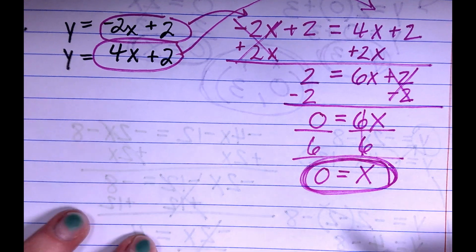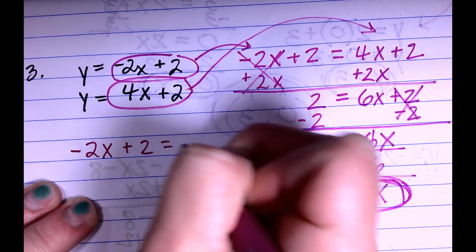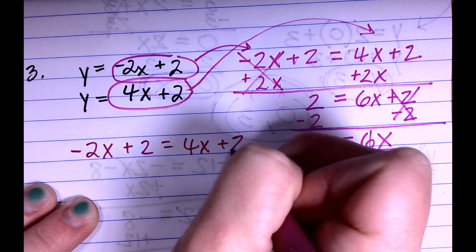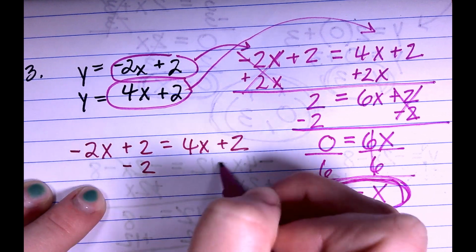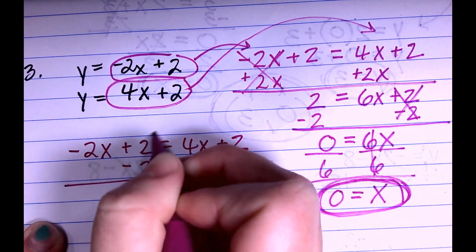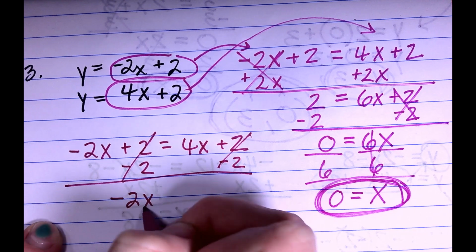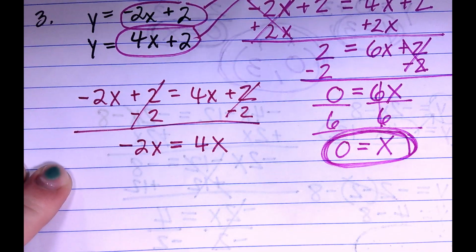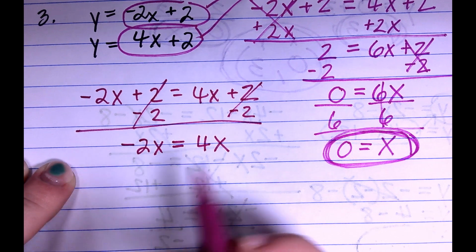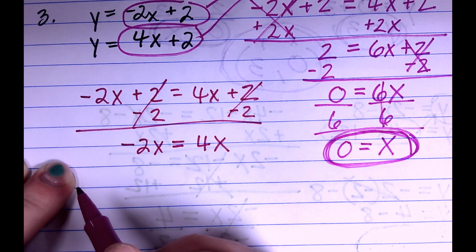Okay, so I'm going to write what you did. Negative 2x plus 2 equals 4x plus 2. So you subtracted 2 here first. Okay, so minus 2, and that cancels both of them actually. Negative 2x equals 4x. Okay, what'd you do next? I divided by negative 2.